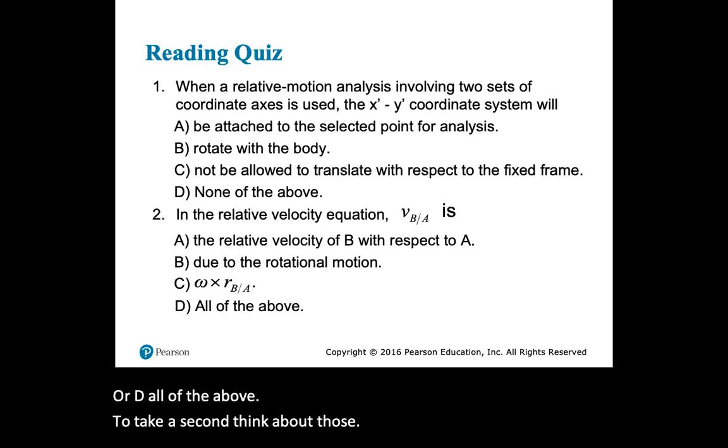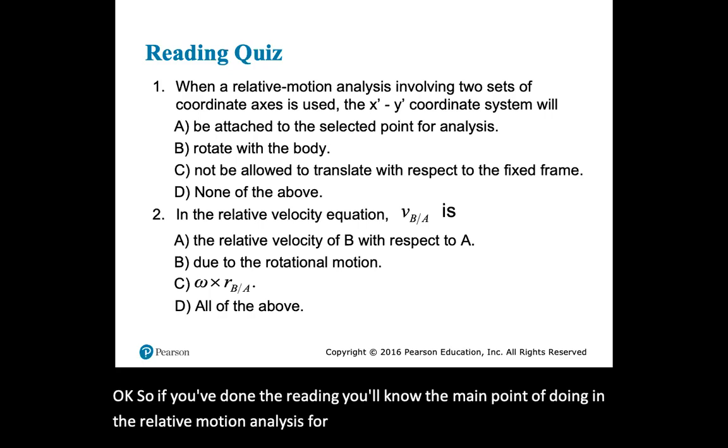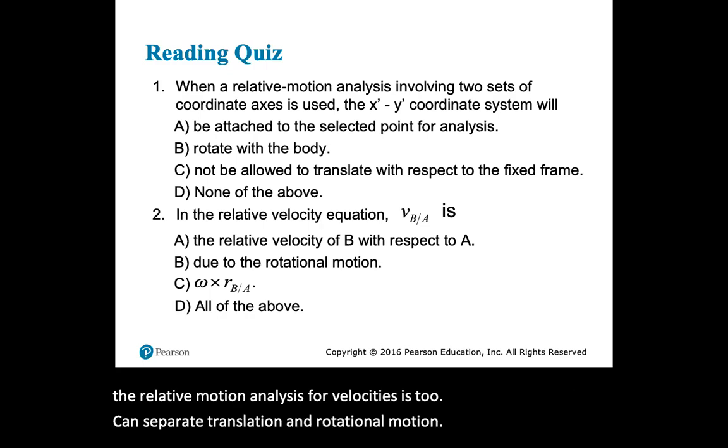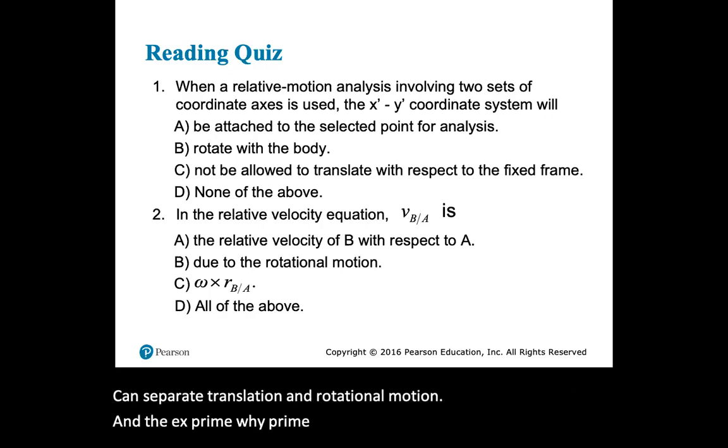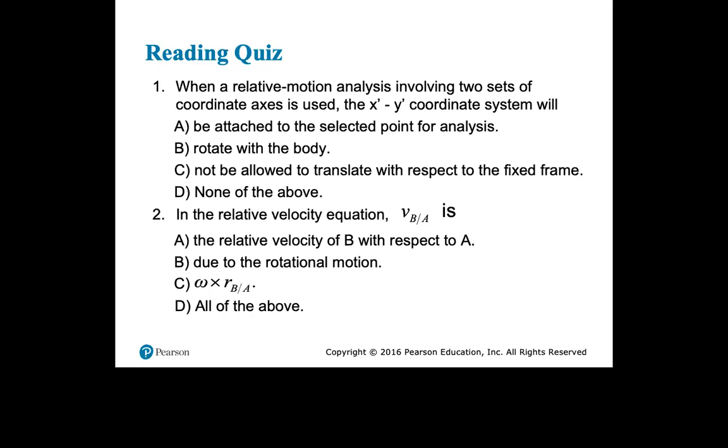Okay, so if you've done the reading, you'll know the main point of doing the relative motion analysis for velocities is to separate translational and rotational motion. The x prime, y prime coordinate system is the coordinate system which follows a fixed so-called basis point as it translates, and then relative to that, other points in the body are rotating. So for question 1, the correct answer is A.